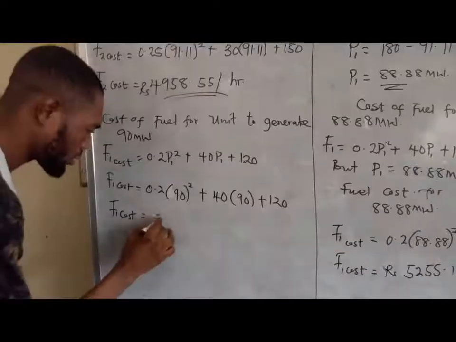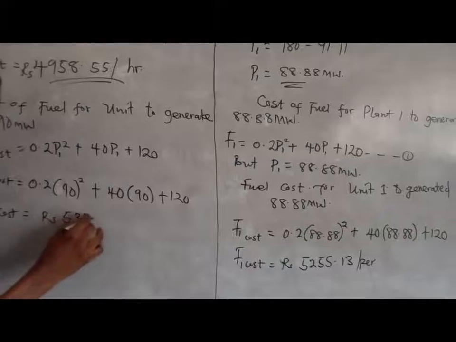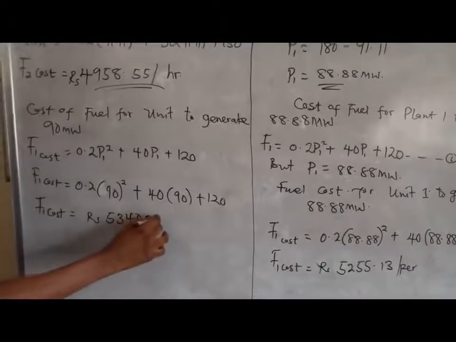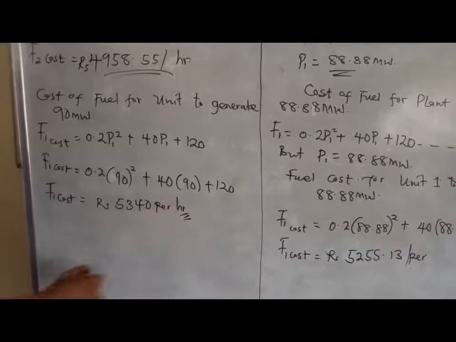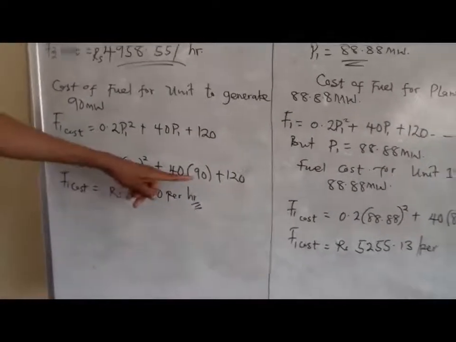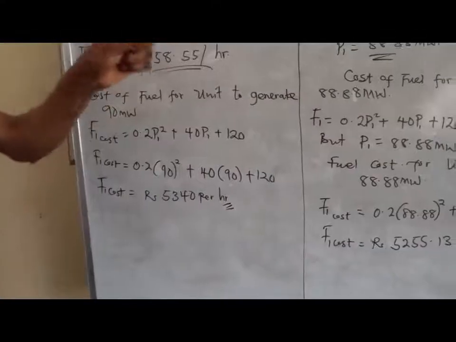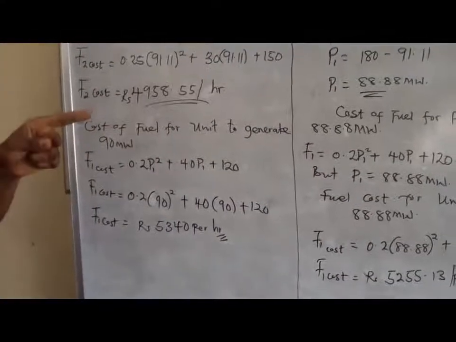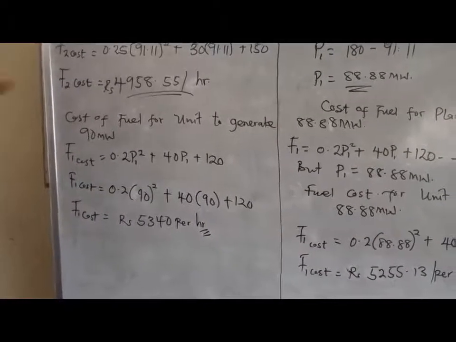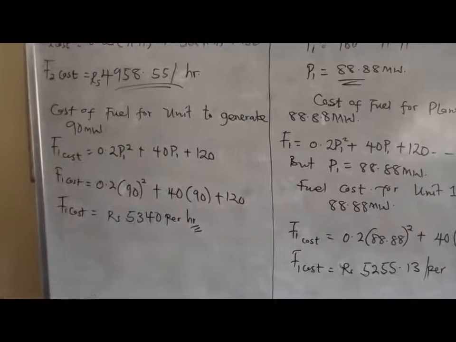Then the cost of fuel at the time of equal generation will be Rs 5,34 per hour. That is if generator 1 is to generate 90 megawatts, because the total demand is 180 and there are two plants working. So we share the 180 into two, so each plant is required to generate 90 megawatts.